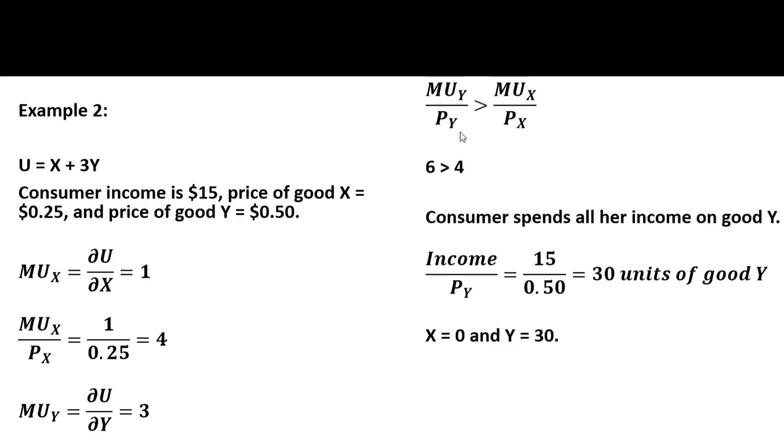So in this case, we get more bang for the buck by spending our money on good Y than good X. The marginal utility per dollar of good Y is 6, which exceeds the marginal utility per dollar of good X. The consumer spends all her income on good Y. How many units of good Y can we buy? Well, with $15 of income divided by the price of good Y, we could afford to buy 30 units of good Y. So the utility maximizing bundle here is X equals 0 and Y equals 30, a corner solution.